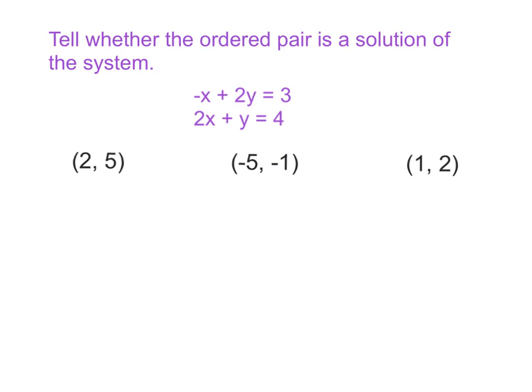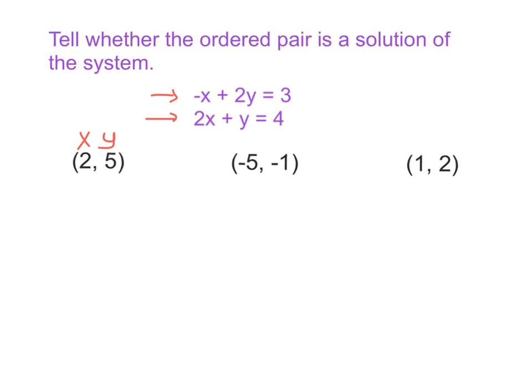Okay, so here is that same system from the previous page. Negative x plus 2y equals 3 and 2x plus y equals 4. The question here is to tell whether the ordered pairs that are listed below are solutions to the system or not. All right, so remember that this is our x coordinate in our ordered pair, and this is our y coordinate. So what we're going to do is put 2 in for x and 5 in for y in both equations, and it has to be true for both of them to be a solution.